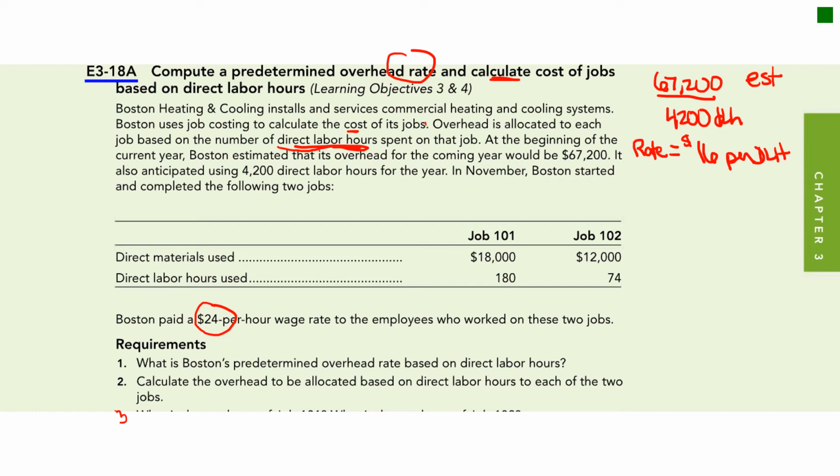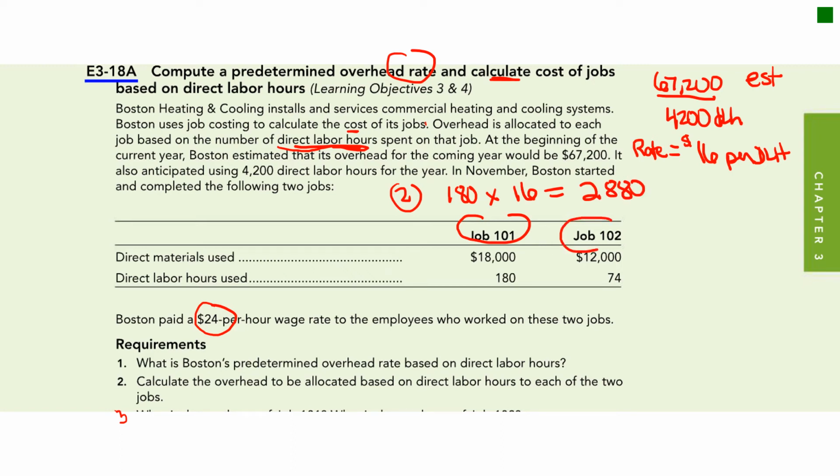Part 2 says calculate the overhead to be allocated based on direct labor hours. So for job 101, they use 180 hours. What you would do on part 2 is take 180 and multiply that by $16. That would be the allocated overhead. If you did that, you're going to get $2,880.